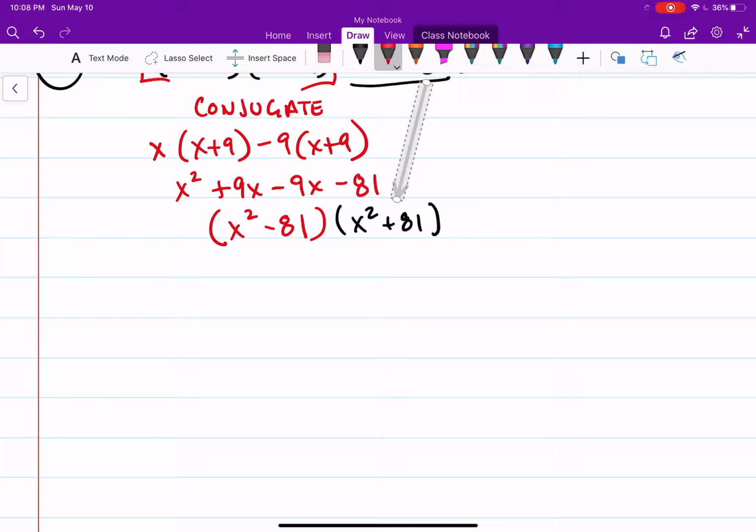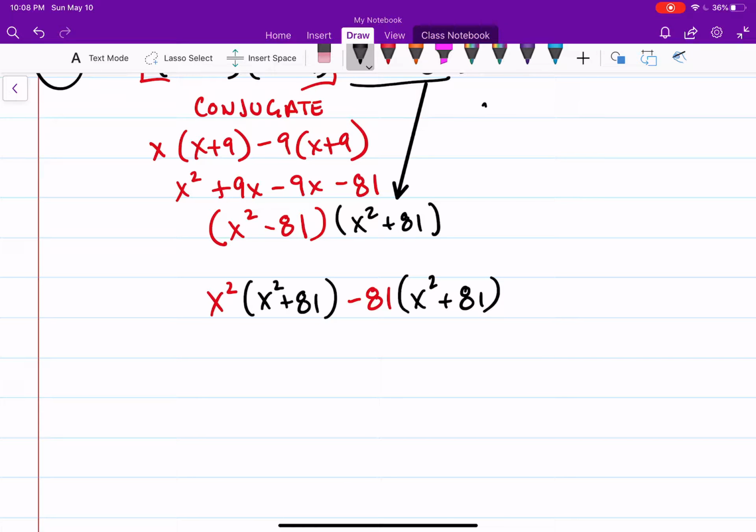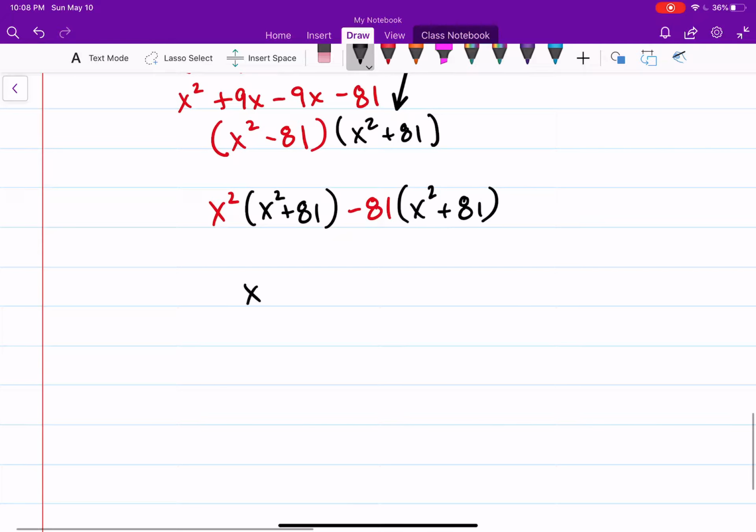So I double distribute again. So I'm going to have x squared times the x squared plus 81. I got a feeling we're going to have a really big number. Minus 81 times x squared plus 81. Okie doke. So what do I have? I'm going to have x to the 4th plus 81x squared minus 81x squared minus 6,561. That's what 81 times 81 would be.